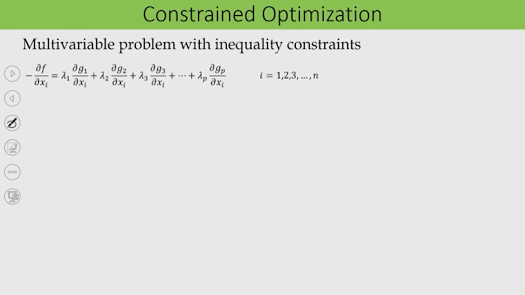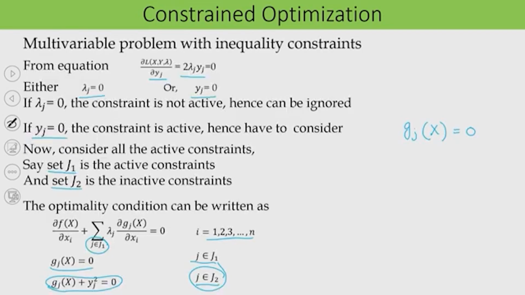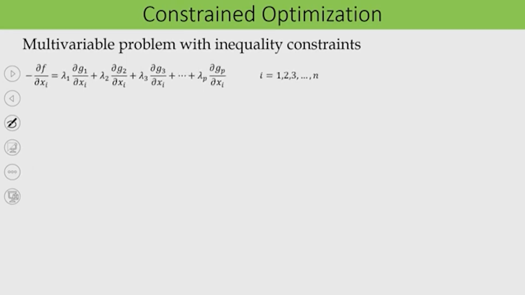If we consider the active constraints, then look at the first necessary condition. What is this necessary condition? Del f by del x plus the summation of lambda j del g by del x equals 0, and this I can write like this. I am just taking del f by del x i to the other side of the equation, so it becomes negative now.